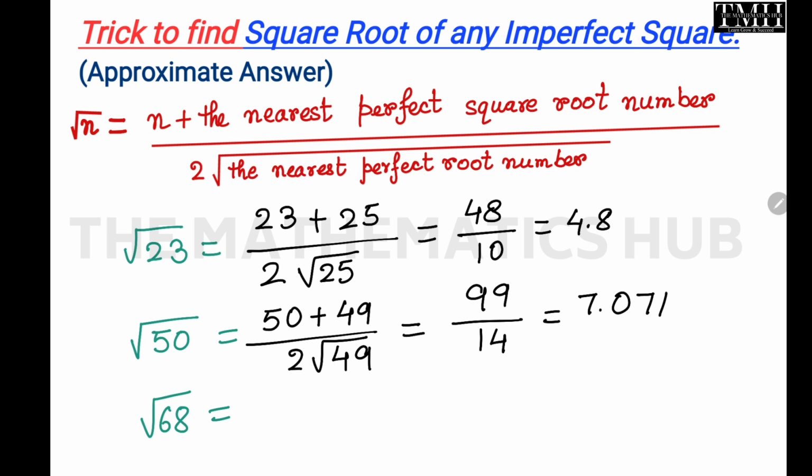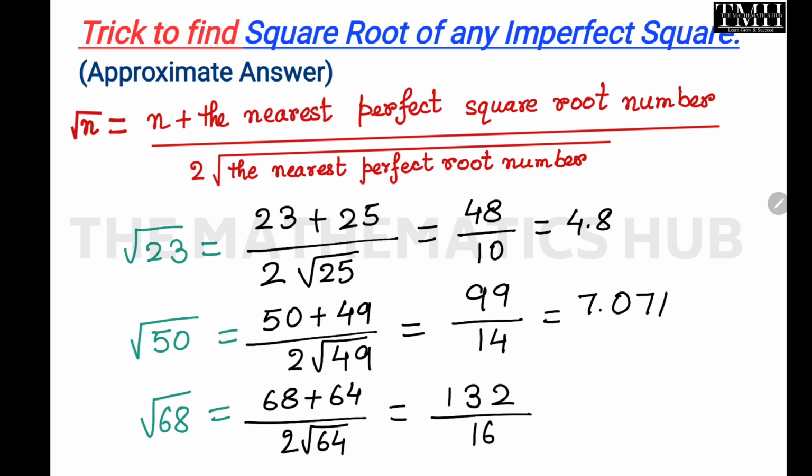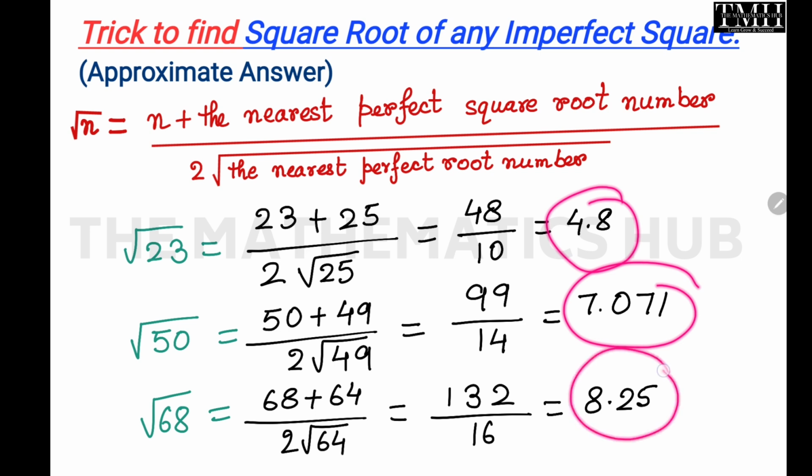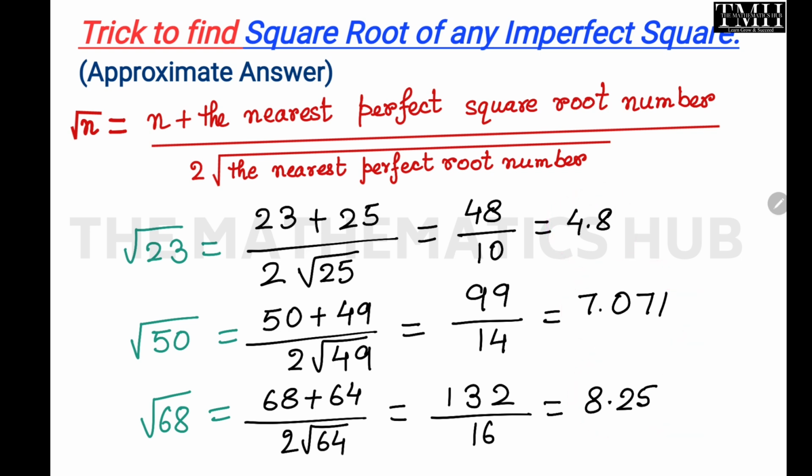So the next question we will solve together so that this concept will be by heart or you can practice more and more. 2 into square root of 64, which is equal to 132 by 16, is equal to 8.25 and the exact answer is 8.246. So we got the answers of the first 3 questions. Let's proceed towards the last few questions.